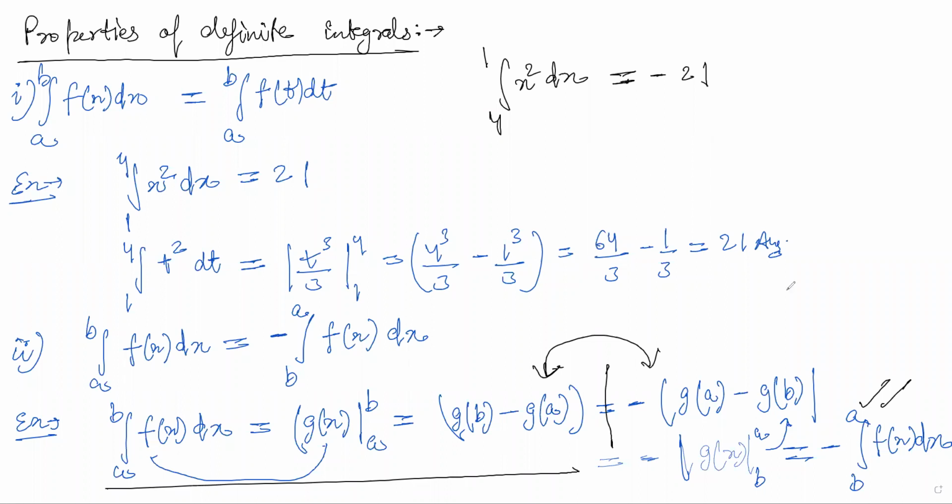Okay, so these were the two basic properties. Now the third property is, let's say we are integrating fx from A to B. Then we can divide this limit from A to B into two or more parts.